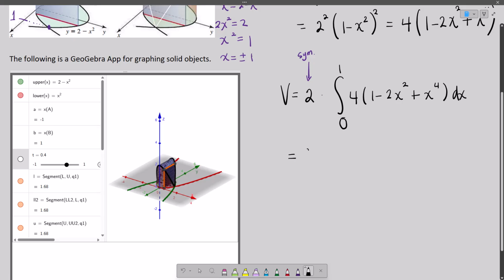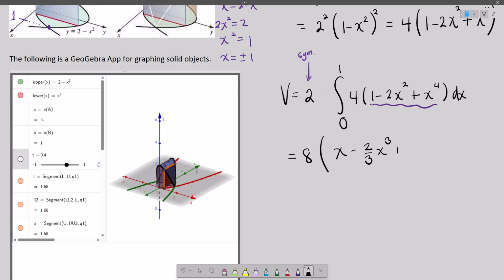The 4 factors out to the front, and then we're going to integrate that. So 4 to the front and then integrate. The antiderivative of 1 is x, and then minus 2/3 x cubed, and then 1/5 x to the 5, and that will go 0 to 1.